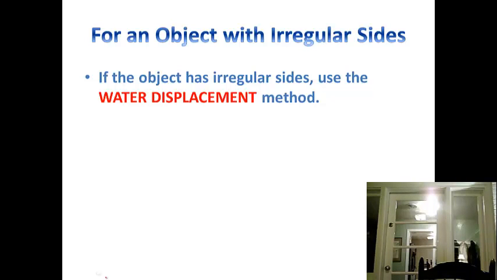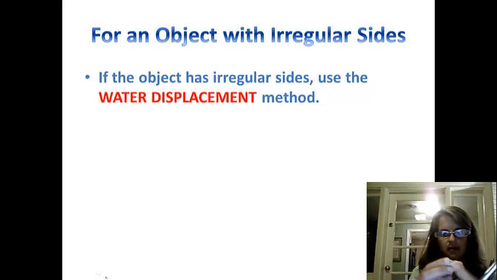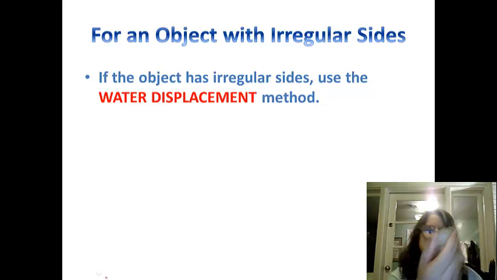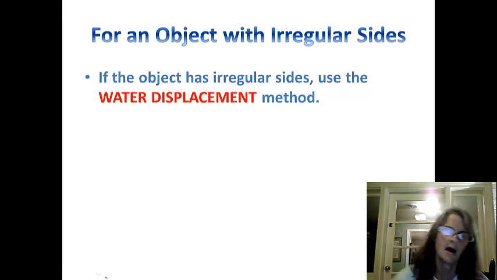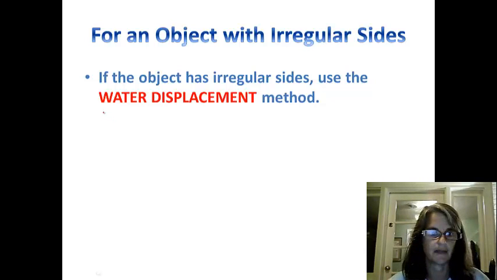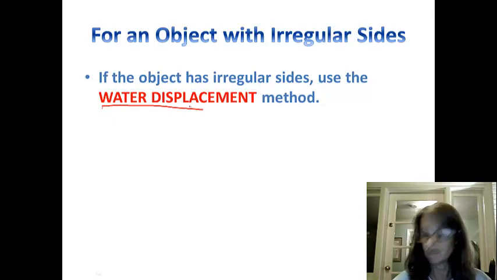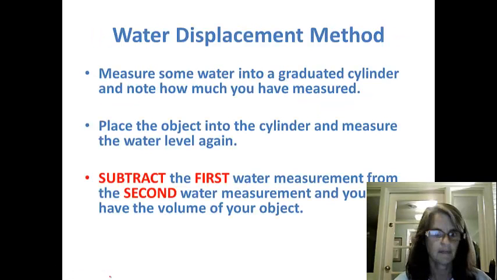Let's say you've got this funky object. You probably can't even see this, but it's a fossil of a snail, and that has definitely not got straight sides, okay? In that case, you would need to use a method we call the water displacement method, and this is really useful and important to us to use, okay?